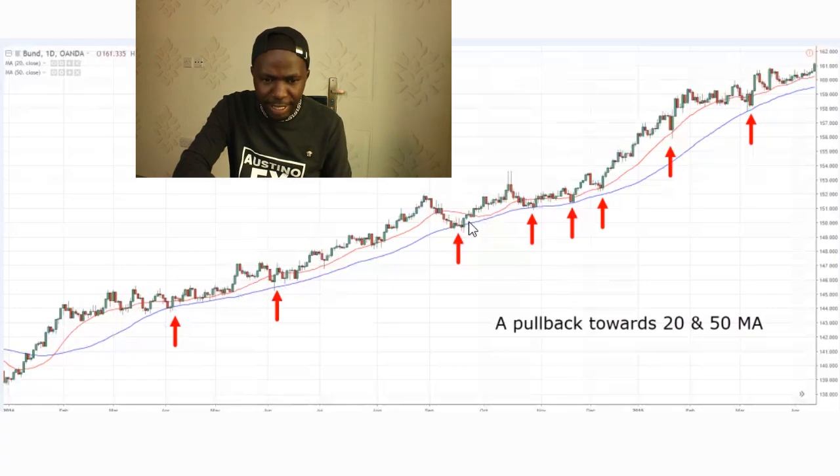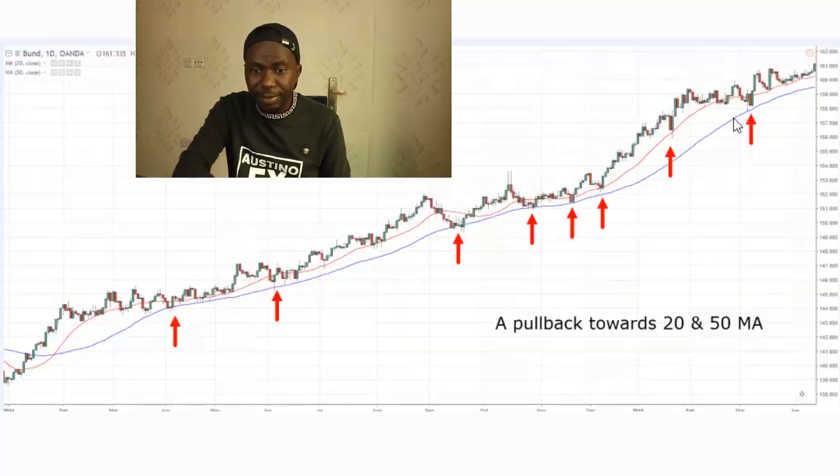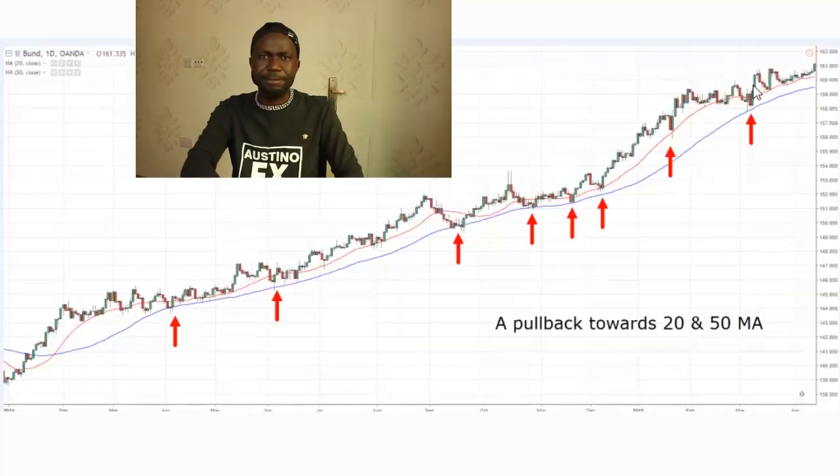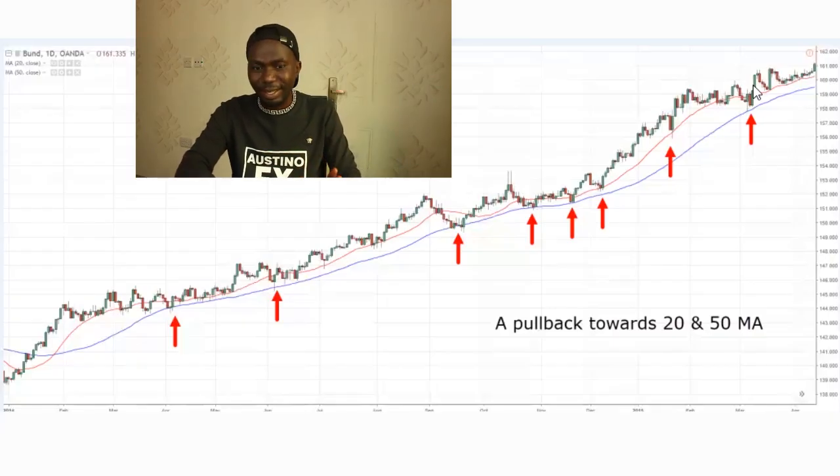And if price comes again to the blue line, which is the 50 EMA, you take a buy trade. Every time price comes again to the 50 EMA, which is this blue line, you take a buy trade. So you are only meant to buy. Don't ever sell when the market is in advancing stage. You are only meant to buy.